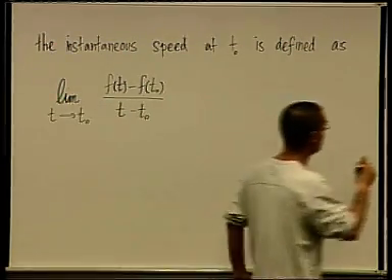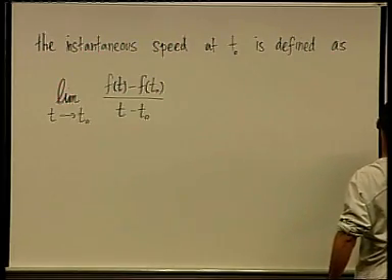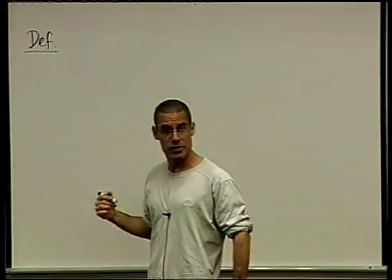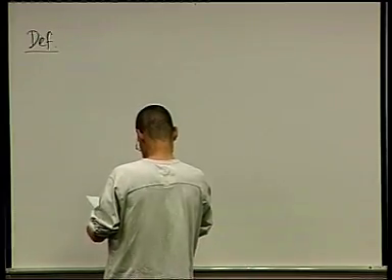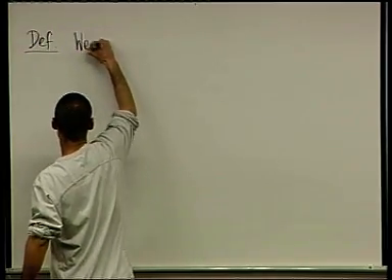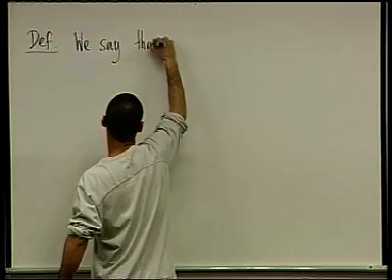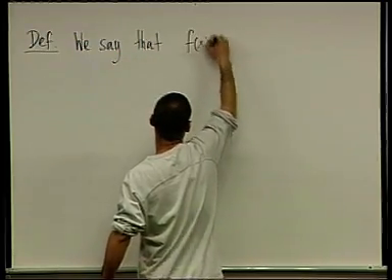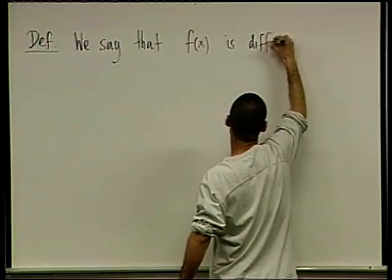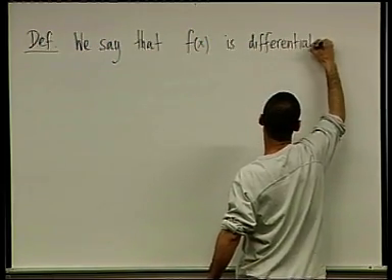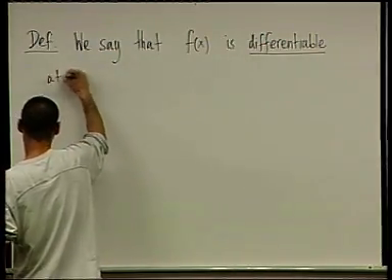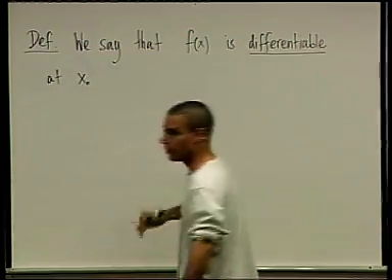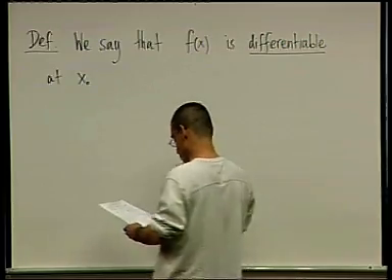Maybe I'll use a new board for it. Definition. And for the definition, I'm going to resort back to x as the variable, because usually x has nothing to do with time. We say that f is differentiable, that's the notion we're defining, at the point x0. x0 is now just a point. This is the abstract notion.